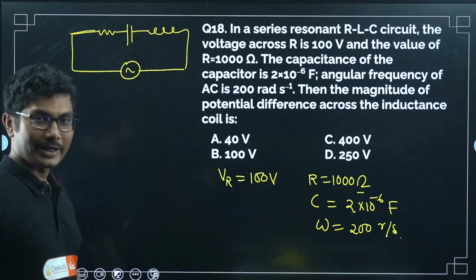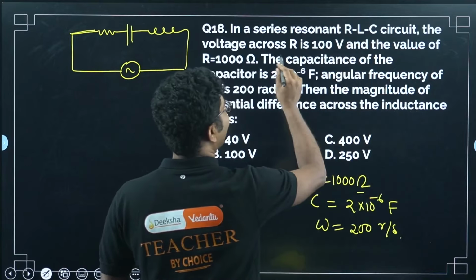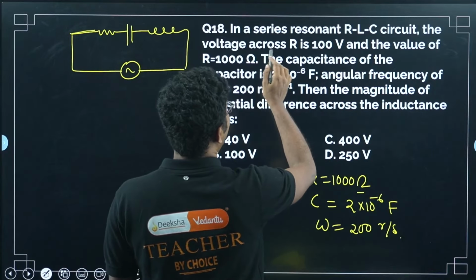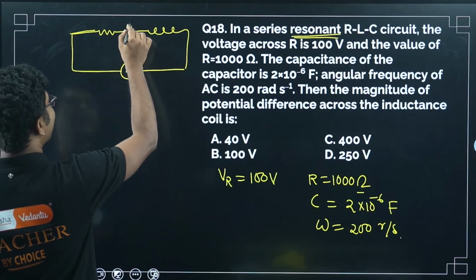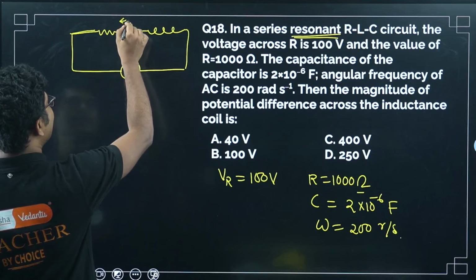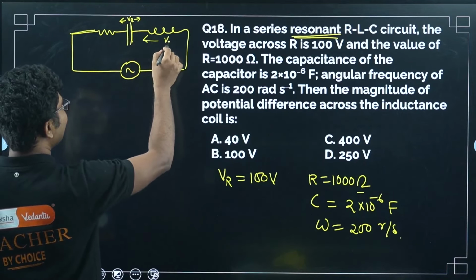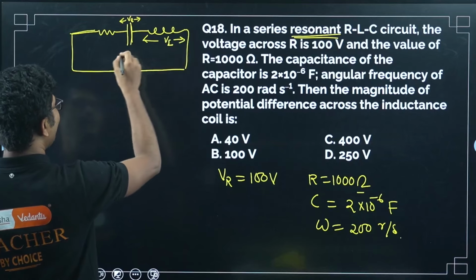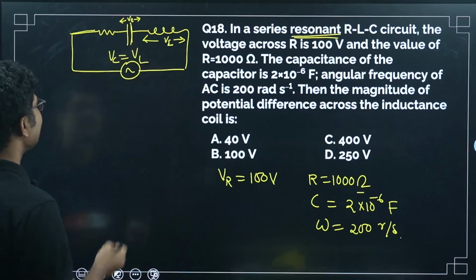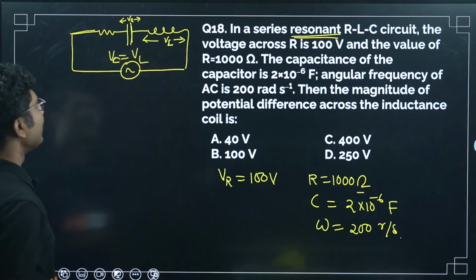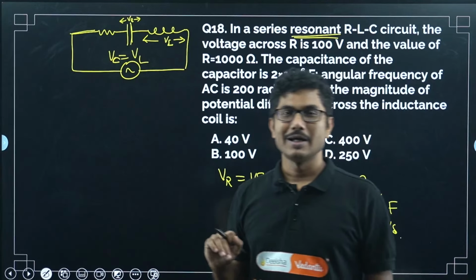In series resonance, when the circuit is in resonant condition, the voltage across the capacitor, that is VC, should be equal to the voltage across the inductor. So VC should be equal to VL. This is what you need to know to answer this question. In resonant condition, the voltage across the capacitor and inductor will be the same.